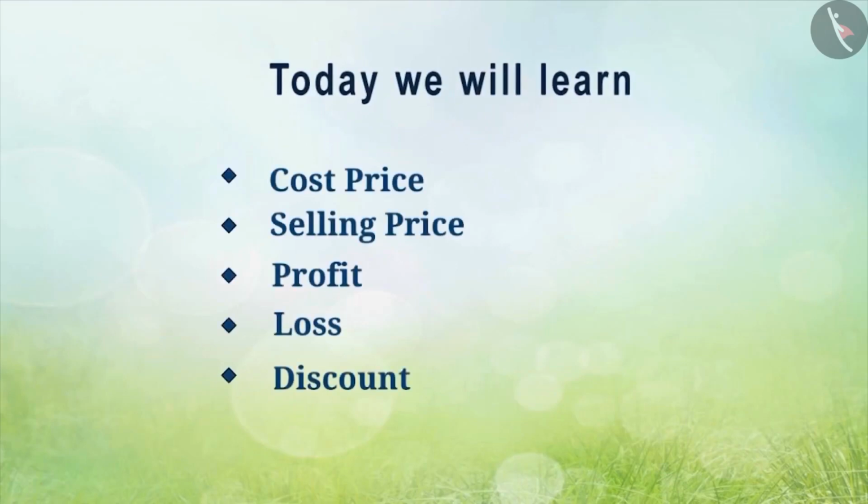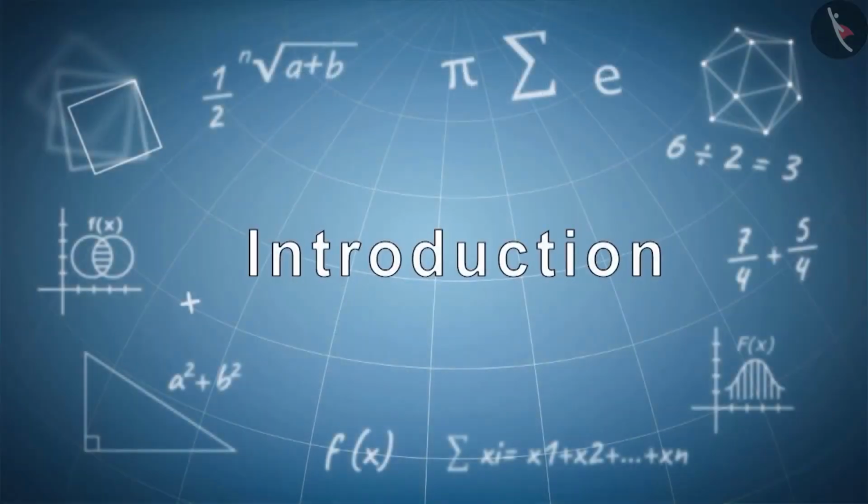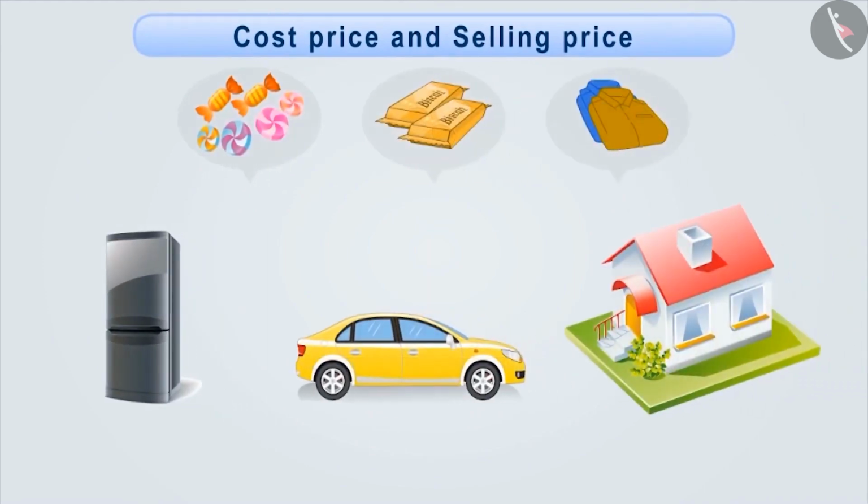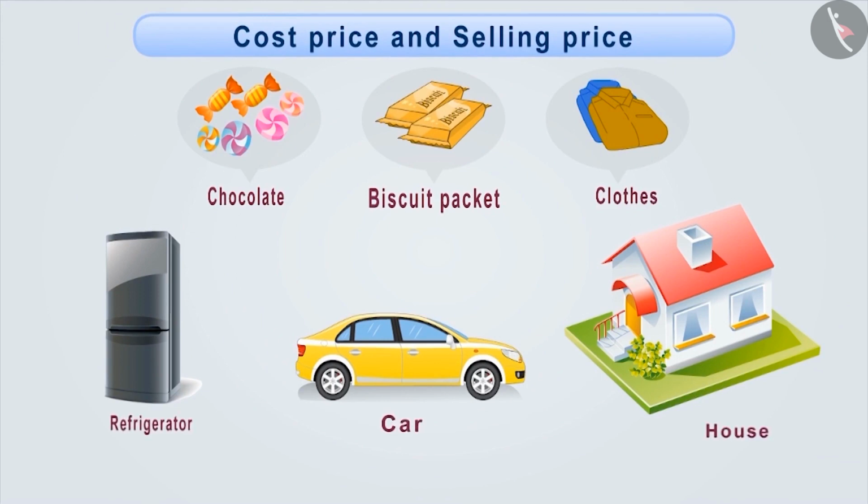Today, we will learn cost price, selling price, profit, loss, and discount. Each one of us likes shopping. We buy everything from small items like chocolates, biscuits, clothes, to big items like refrigerators, cars, houses, etc. In each and every purchase, there are some important concepts like cost price and selling price. Let's understand them.